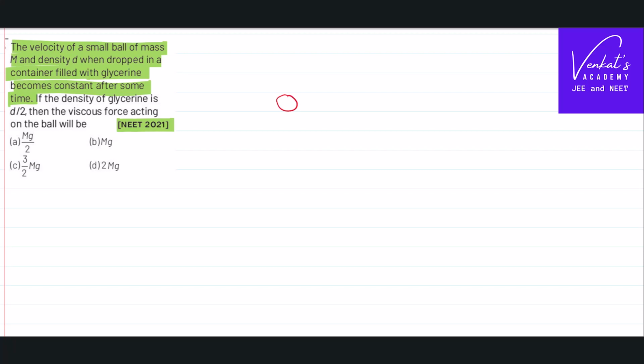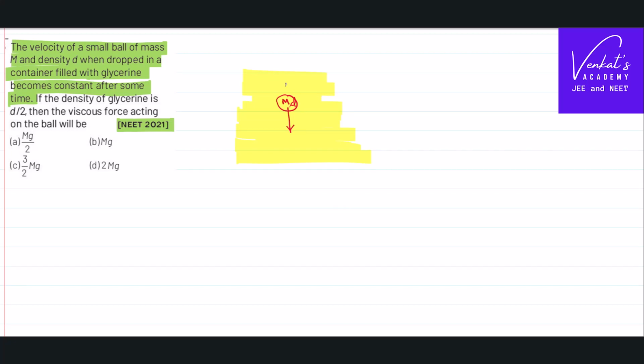When a ball of mass m, density d, is dropped in a container filled with glycerin, that means there is glycerin around. Assume this glycerin is yellow, right? It acquires a constant velocity after some time. How does that happen?